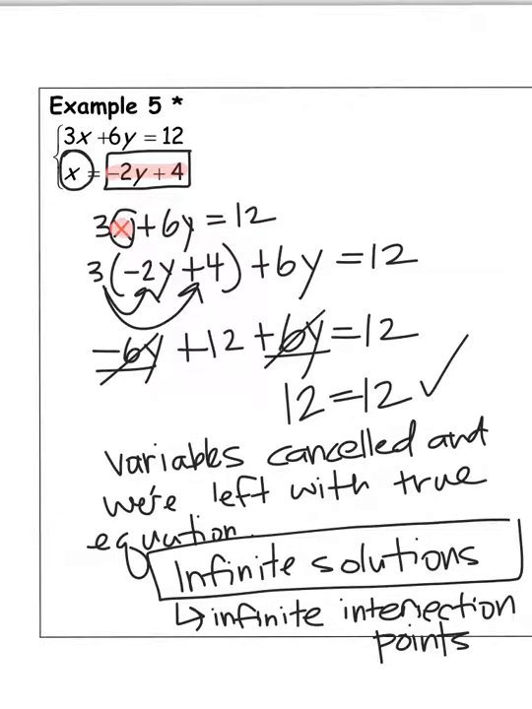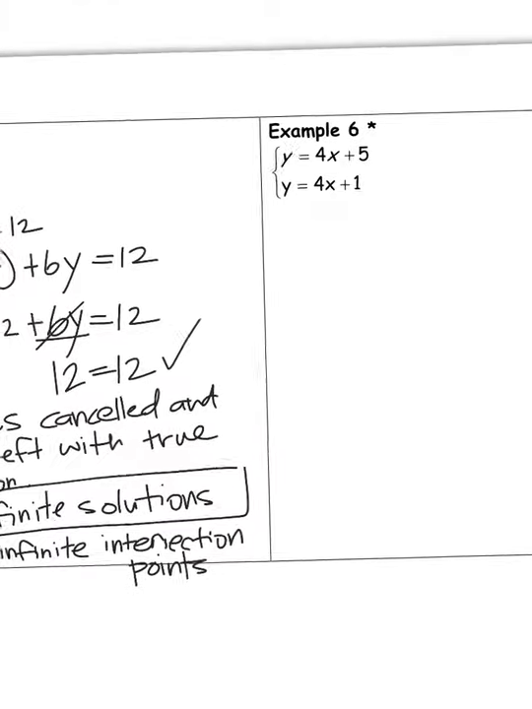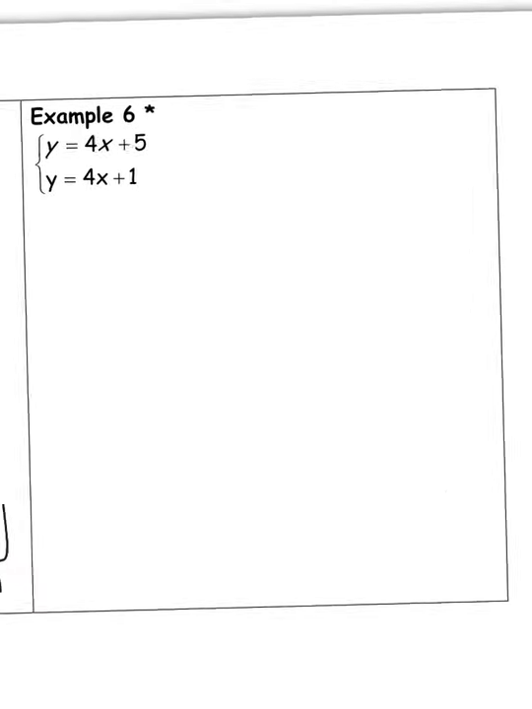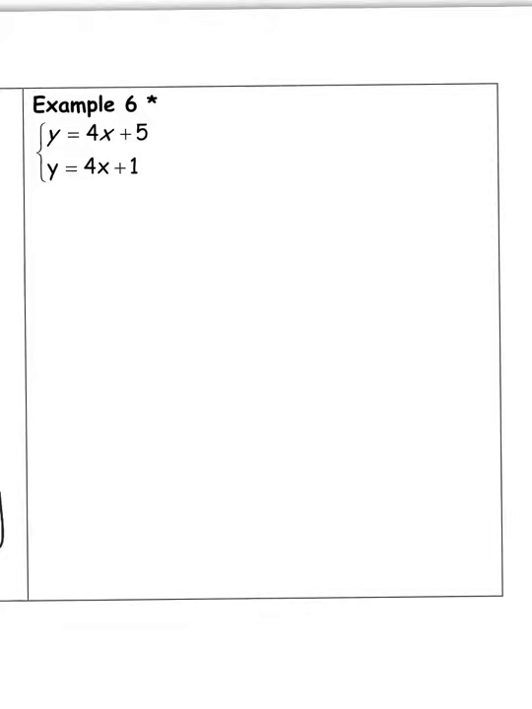All right, our next example is also starred. So if you look at example 6, this is also a special case. You might be able to predict what's going to happen in this case. If we set this one up based on our other examples, you'll see that they're both set equal to y. So we are going to set them equal to each other. I'm going to take the top equation and put it in red, the bottom in blue.